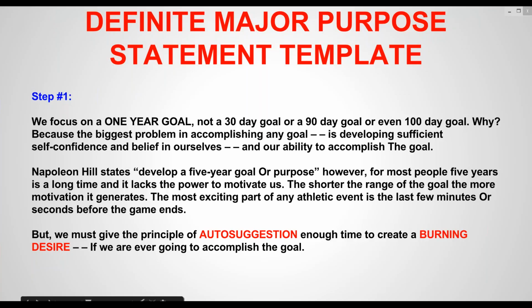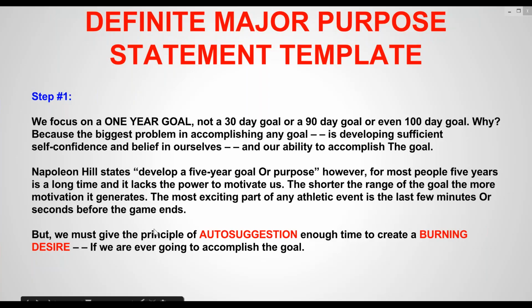And so what do we need? Okay, so Napoleon Hill states develop a 5-year goal or purpose. And as he said, most people can't think in those terms. The most exciting part of any athletic event is always the last few minutes before the game ends, isn't it? So if we look at that, we know that it's the last few seconds when we're close to the deadline that's exciting, and the rest of the game could be boring. Then we understand that it's the deadline, and of course, having a short-term goal that really gets us excited.